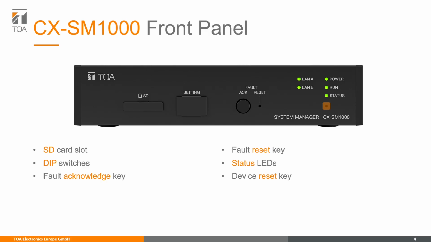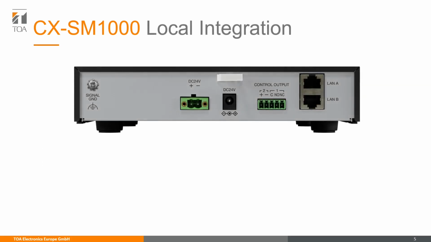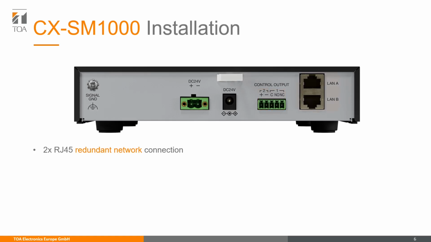Now we want to have a look at the back of the device to talk about local integration possibilities via analog connections. We have two control outputs. One is a relay output and the other one is an open collector. Both are connected via a removable terminal block. Talking about the installation requirements and possibilities, first of all, we have two RJ45 connections. It is possible to do a redundant network connection.